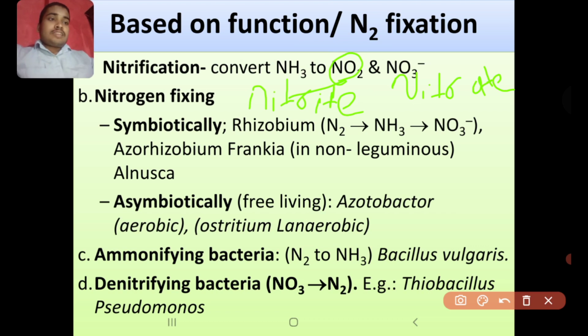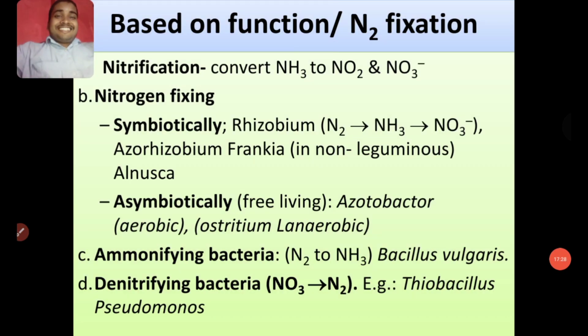N-I-T-R-I-T-E, nitrite. NO2 is nitrite, whereas NO3 minus is nitrate. Mind it. Now next, nitrogen fixing. Nitrogen fixing means making nitrogen usable. What was in nitrification? It converts NH3 to NO2 and NO3 minus, that is nitrite and nitrate. This happens symbiotically in association with plants. Example, rhizobium.